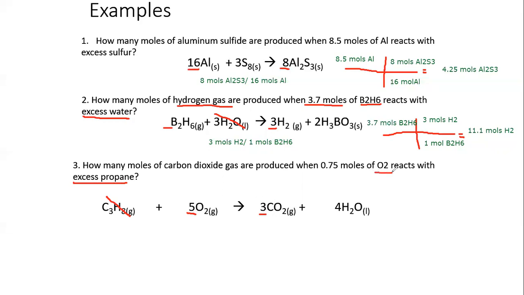And since we're starting with O2 in our conversion factor, CO2 goes on top, and O2 goes on the bottom. So whatever we're starting with goes on the bottom in our conversion factor or ratio. Whatever we're going to goes on top.